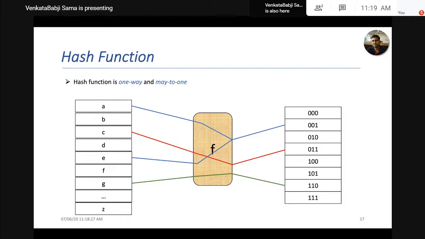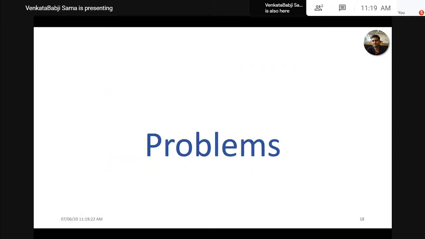Some of the elements on the left side get mapped to the same element on the right side, right? So this is called a collision, okay? And also let us pay attention that hash functions are typically one way and many to one. And most of the time the range, it's not necessary that all functions do that, but the range is a fixed size. Here in this case, we picked a 3-bit number, okay? So this is about a hash function, as simple as it, it's not a big thing.